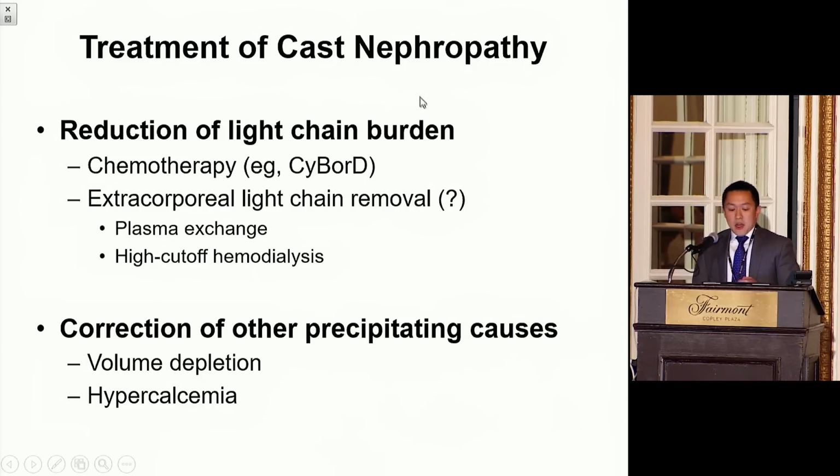Okay. Another way to reduce light chains is extracorporeal light chain removal, and that can be done either through plasma exchange or plasmapheresis and high cutoff dialysis. And this still remains a controversial topic within nephrology. There's still no compelling evidence for or against the use of either of these modalities. And I'm going to try to show you some of the data in summary here.